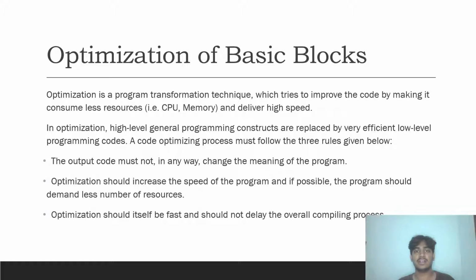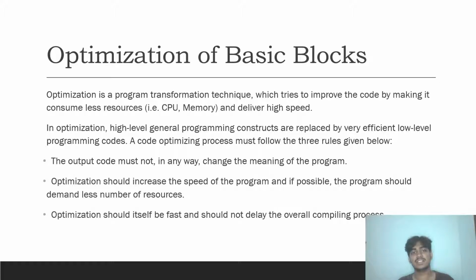The next topic I should discuss is optimization of basic blocks. When I say optimization, what I mean is that optimization is a program transformation technique which improves your code by making it faster for the system. How does it make it faster? By making the system use fewer CPU resources and less memory, and it delivers high speed through optimization.